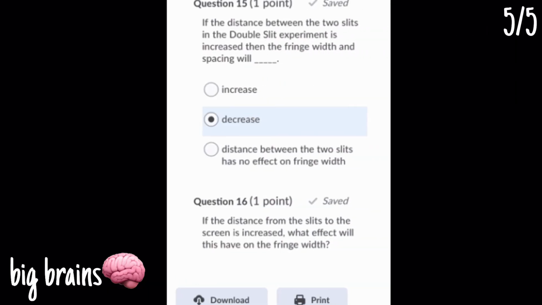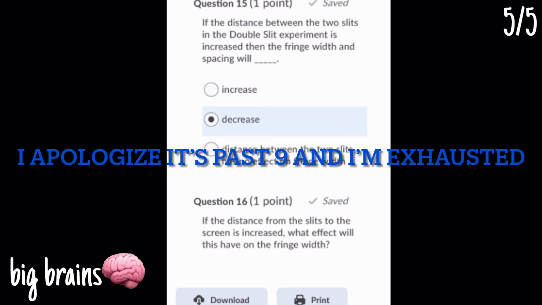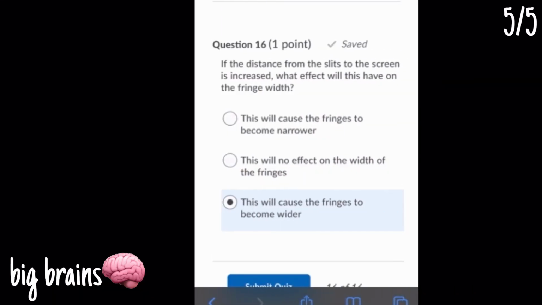If the distance between the two slits in the double slit experiment is increased, your fringe width and spacing would decrease. So if you put more distance between the slits, then the spacing is going to decrease. So that means they're going to be farther apart if your spacing decreases. That will confuse me, but just write it down or whatever.